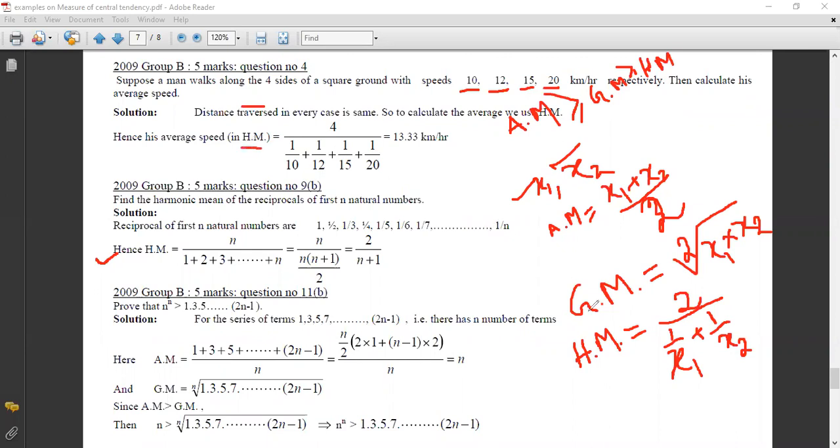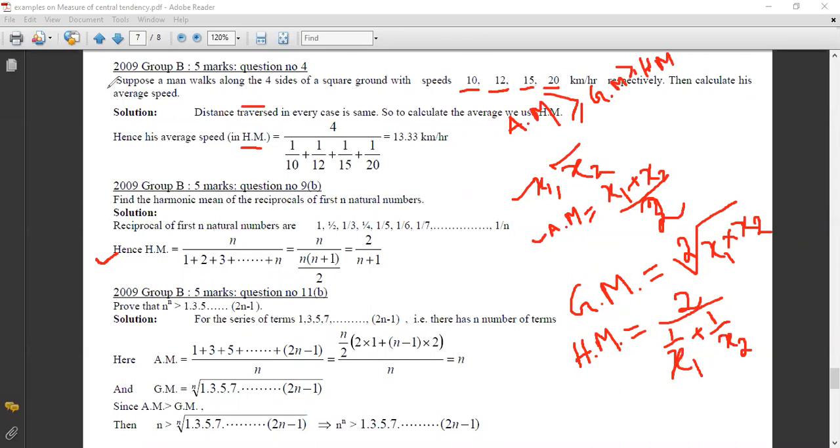And if there are two elements, we can write 2 by 1 by x1 plus 1 by x2. So these are the three formulas. AM will be x1 plus x2 by 2. GM will be the square root of x1 into x2. And harmonic mean HM will be 2 by 1 by x1 plus 1 by x2.